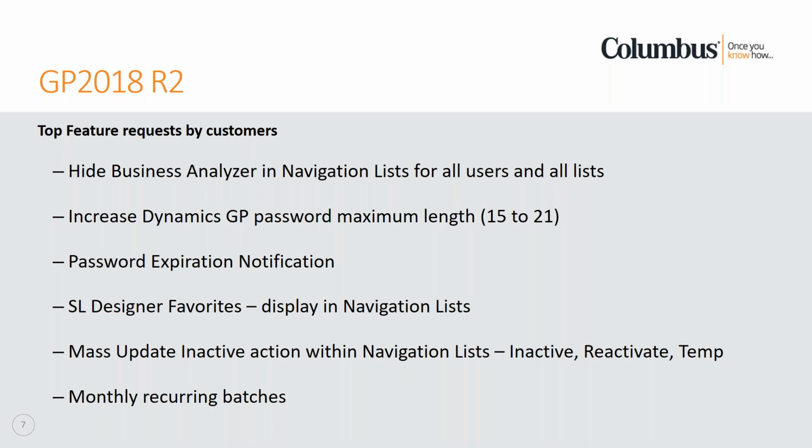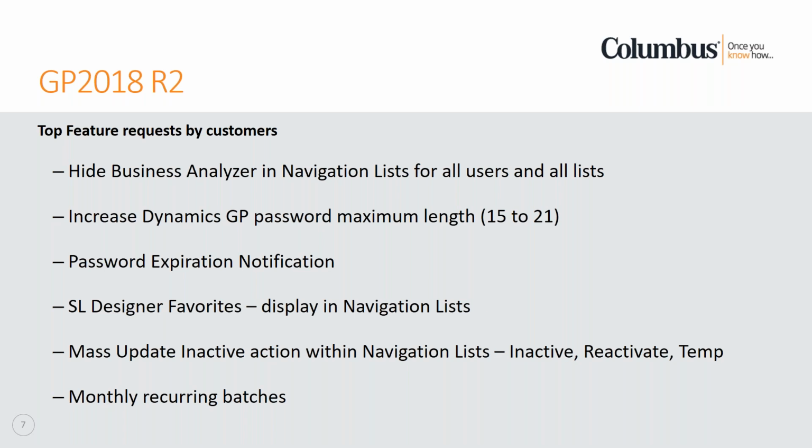And then we can do some mass updating also in the navigation area, marking customers, vendors, employees, items inactive, or reactivating those that we might have marked inactive, or for vendors, specifically marking vendors as temporary. So I'll show you how that works, or you'll see a little more detail on that. And then a big one is probably the monthly recurring batches, and you'll see how that works here.